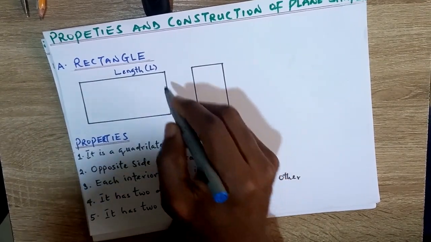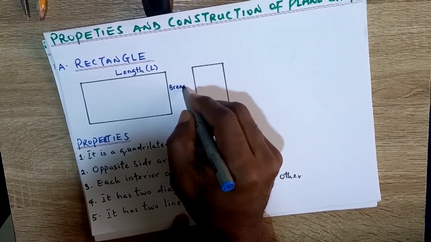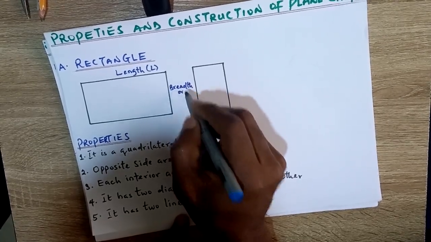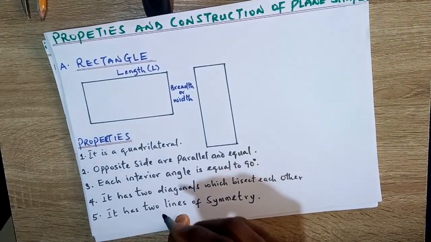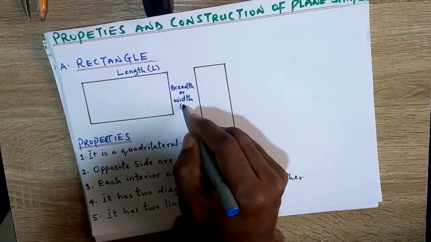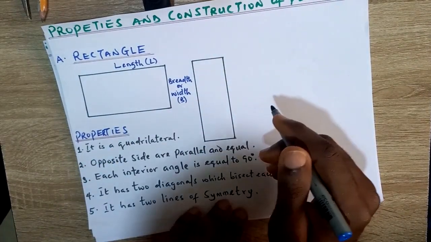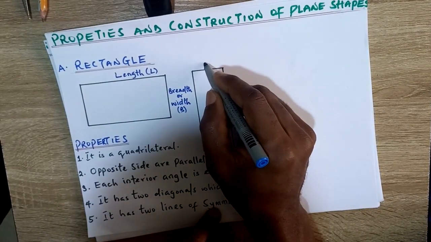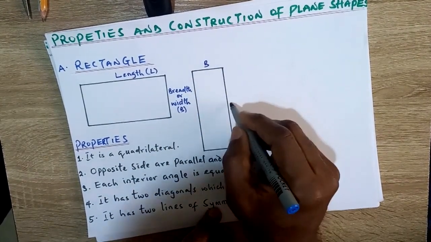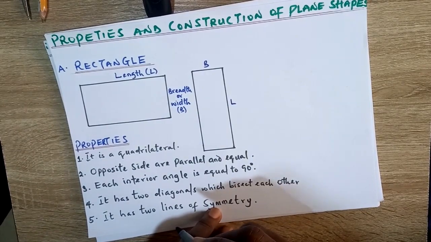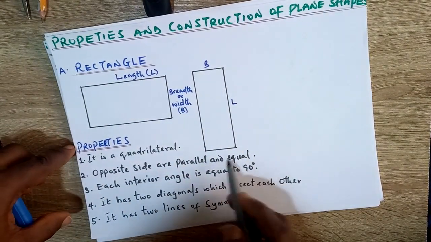And the shortest side is called the breadth, or we can call it the width. So let's call that B. So for this other rectangle, this is the breadth because it is shorter as compared to this, and this is the length. Okay, so we say that opposite sides are parallel.